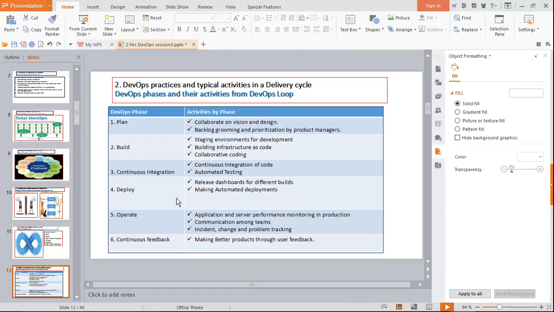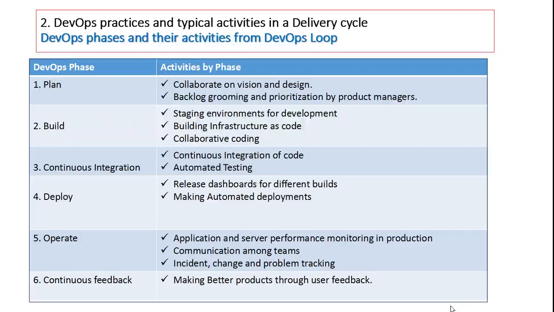Now if you see continuous integration, automated testing, we have seen in the HUD diagram, and deployment, when you see release dashboards for different builds, we have seen the continuous visibility in the HUD diagram for DevOps practices purposes. That denotes the dashboards for different builds. That is showing visibility about the product, and everybody can monitor using the dashboards what is happening for each task or each team also.